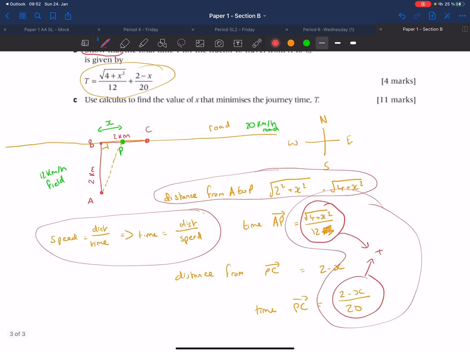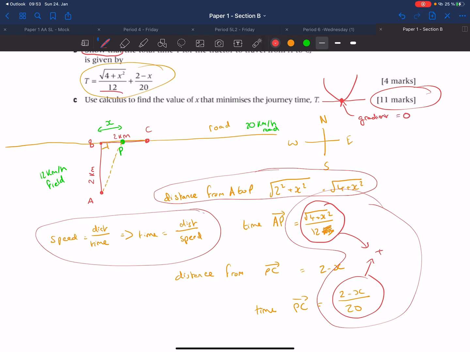Right, the final question says, use calculus to find the value of x that minimises the journey time t. An 11-mark question. That is just crazy, but I love it. So if we're looking at minimising something, we are looking for a minimum point. And one of the things we know about minimum points is that their tangents are horizontal. So the gradient at a minimum point will equal 0.